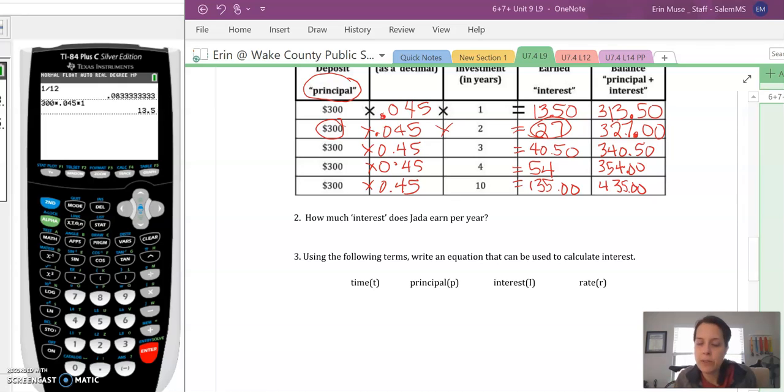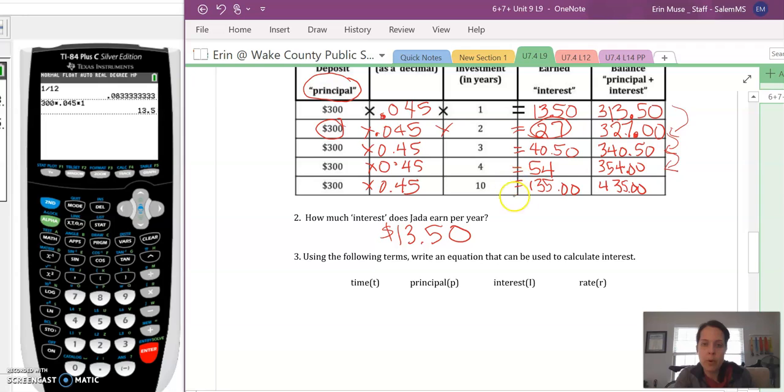Hopefully you took a minute and filled in your chart. I have filled in mine. One thing that you can notice in the first 4 rows is we're just adding $13.50 each year. So how much does she earn per year? $13.50. What is really helpful is to have some sort of way to figure out how much she would earn if it doesn't just jump by 1 like it did in the first 4 rows.